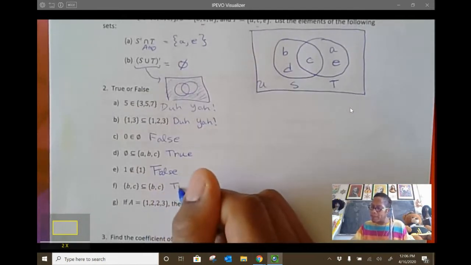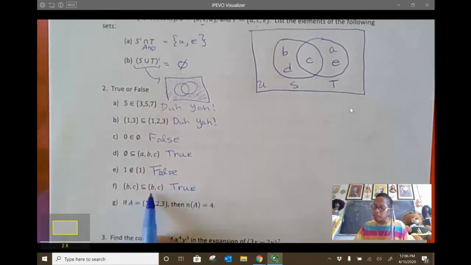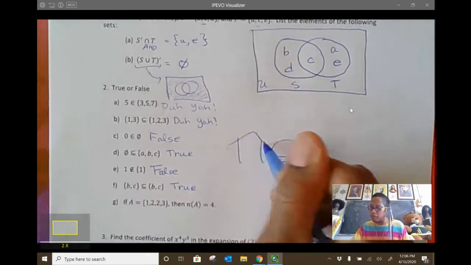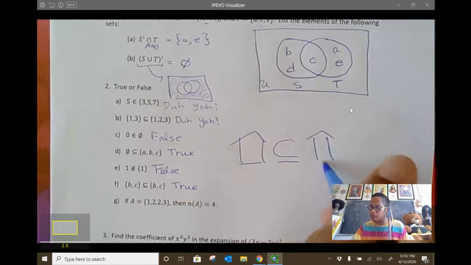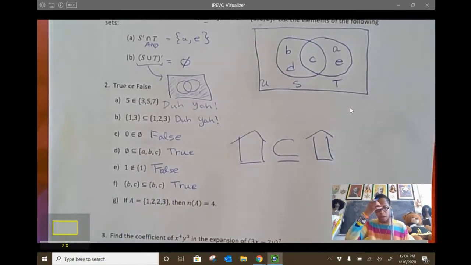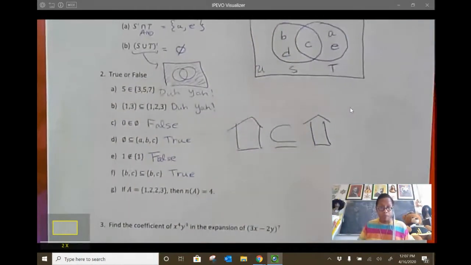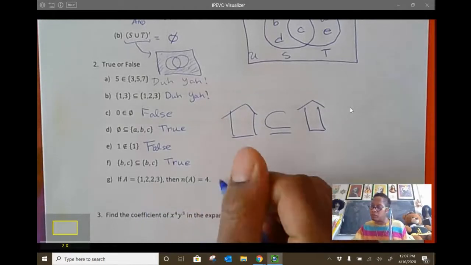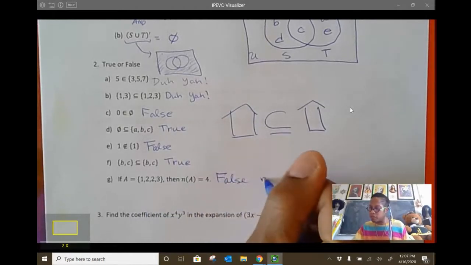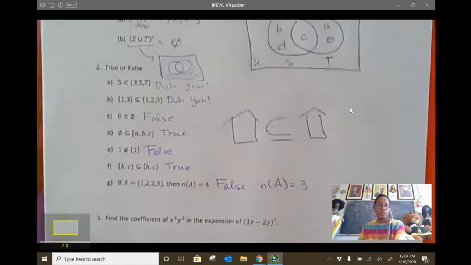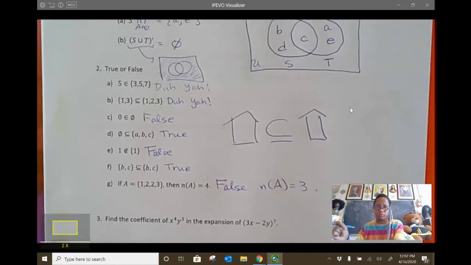And now this question is true, but not like duh, yeah. It's more like every set is a subset of itself. When we have this symbol, we just need to look and see, does everybody in the left house also live in the right house? In this case, yes, everybody here also lives there. True. Trick question here now. There looks to be 4 elements, but no. The 2 is repeated, so false. The size of A is only 3.